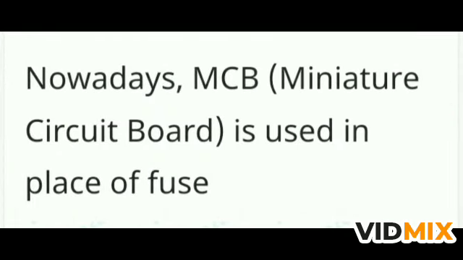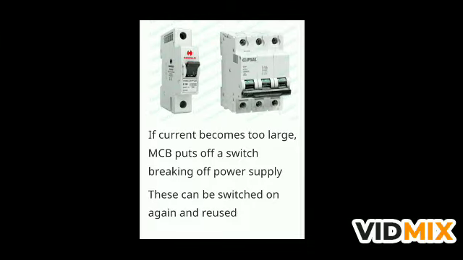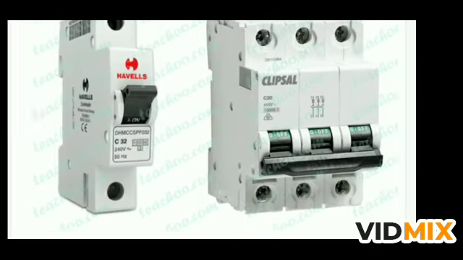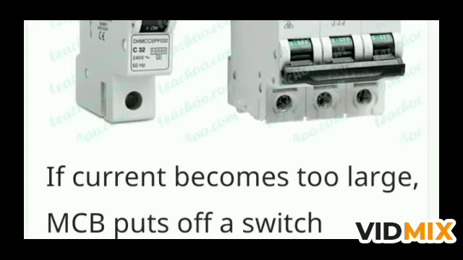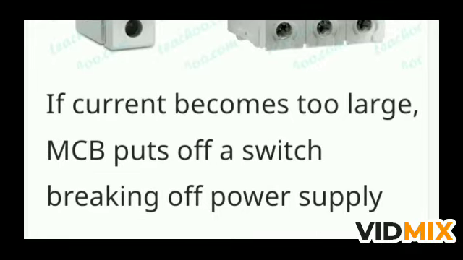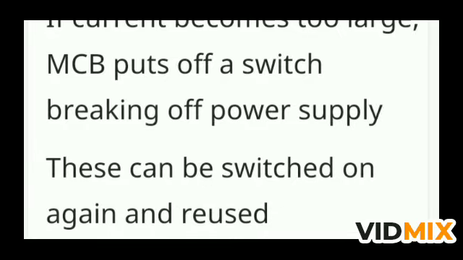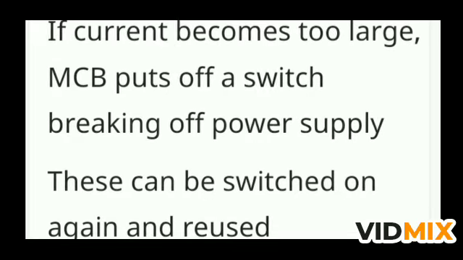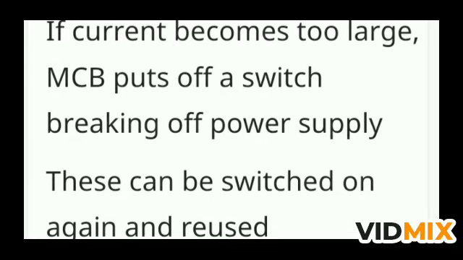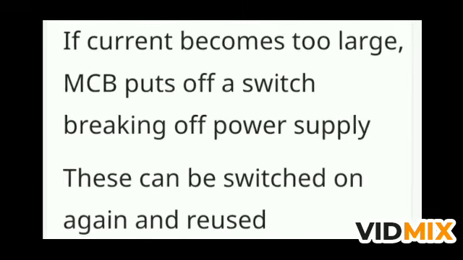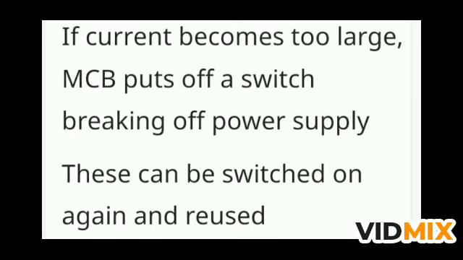Nowadays we are using MCB. The full form of MCB is miniature circuit breaker. It is used in the place of a fuse. MCBs look like this. All of you have seen this MCB. If current becomes too large, the MCB puts off a switch, breaking the power supply. This can be switched on again and reused. Means we do not have to always replace the fuse wire as we do with a fuse. So it is a very safe device and it is very easy to use also.